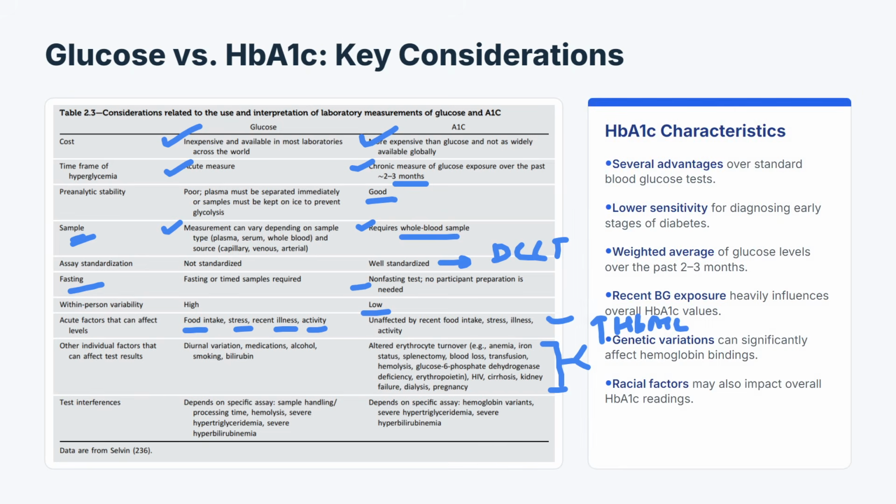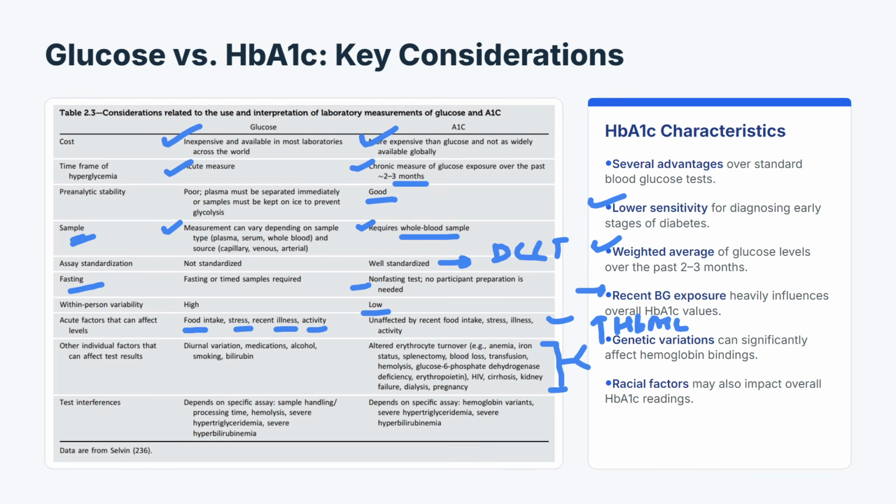Now several key characteristics of A1c include various advantages because it is having greater pre-analytic stability and fewer day-to-day variations due to stress, nutrition, illness, but at the same time HbA1c is having lower sensitivity as compared to 2-hour plasma glucose. It is a weighted average of glucose measured over the past 2 to 3 months, with highest weightage being given to the last month's glucose values. Therefore, recent blood glucose exposure can heavily influence the overall A1c values.